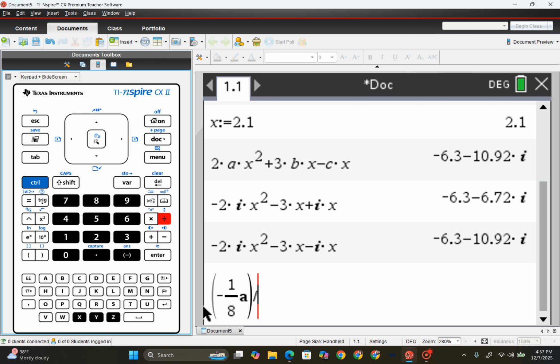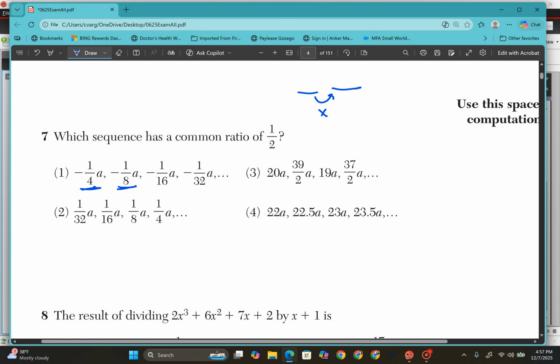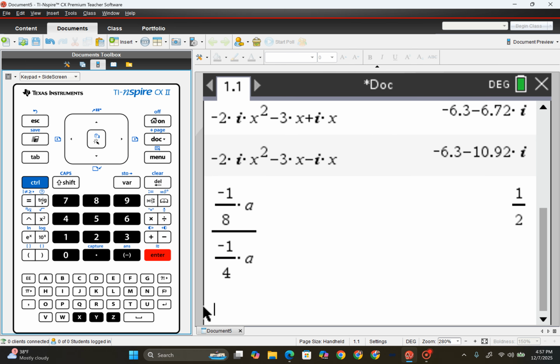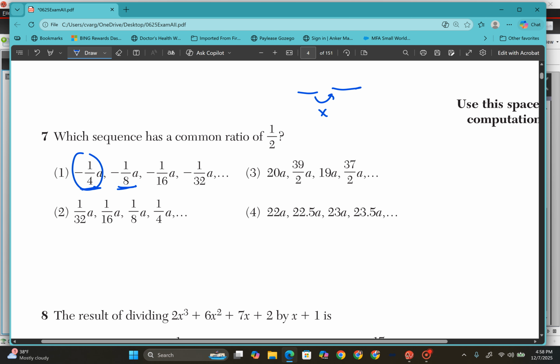And then parentheses again. So now I'm going to divide it by the first one, which is negative 1/4 a. So negative control division 1 over 4. Go to the right, a. And if I hit enter and I get 1/2, that is the answer. And it is. Look at that. So the correct answer is 1. Okay. And again, if you plug in each of the other ones, 1/16a divided by 1 over 32a, that will not give you 1/2. So that is not the answer. So on and so forth.